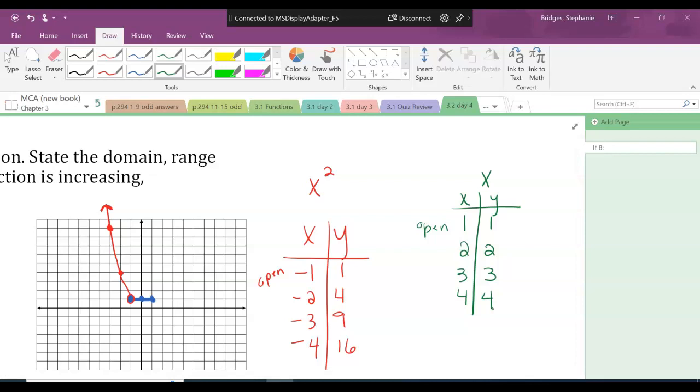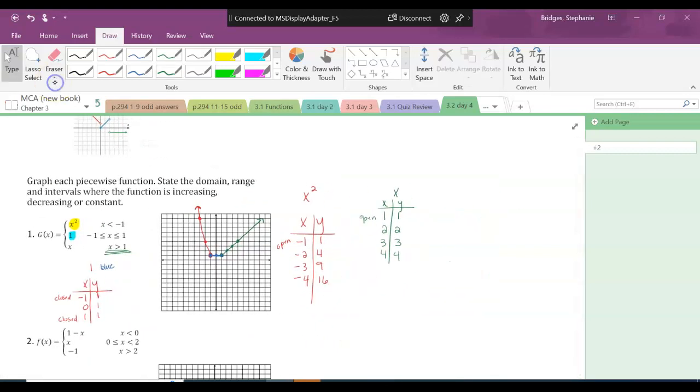So I'm going to do an open circle at 1, 1, but that's already closed, so that really doesn't matter. 2, 2, 3, 3, 4, 4. And then I'm just going to connect, and I'm going to put an arrow on the end because, again, it continues because it's just x is greater than 1. Is everybody okay so far? Okay, so that's the first part. That's the graphing. Now let me erase so I have some room to write everything else.